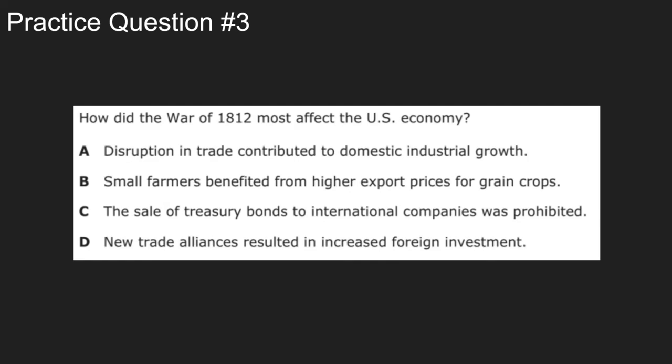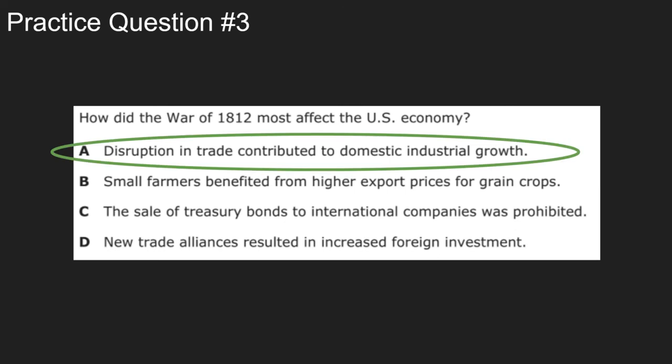How did the War of 1812 most affect the U.S. economy? Press pause. Here's your answer. Disruption in trade ended up contributing to the domestic industrial growth. Domestic just means on the homeland, right? So the war, because we couldn't trade, we started producing things on our own.